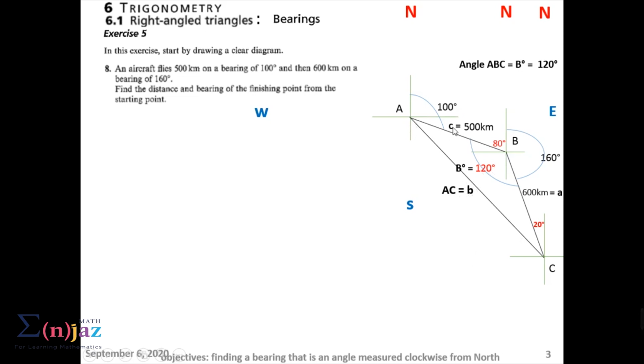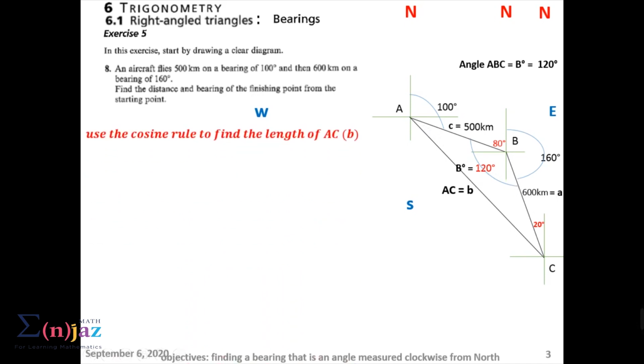Now, small c is actually 500 kilometers. How did I know that this is small c? Because it is the side that is right opposite to angle C. And this is side small a, which is equal to 600 kilometers. How did I know that this is small a? Because it is the side that is right across angle A.